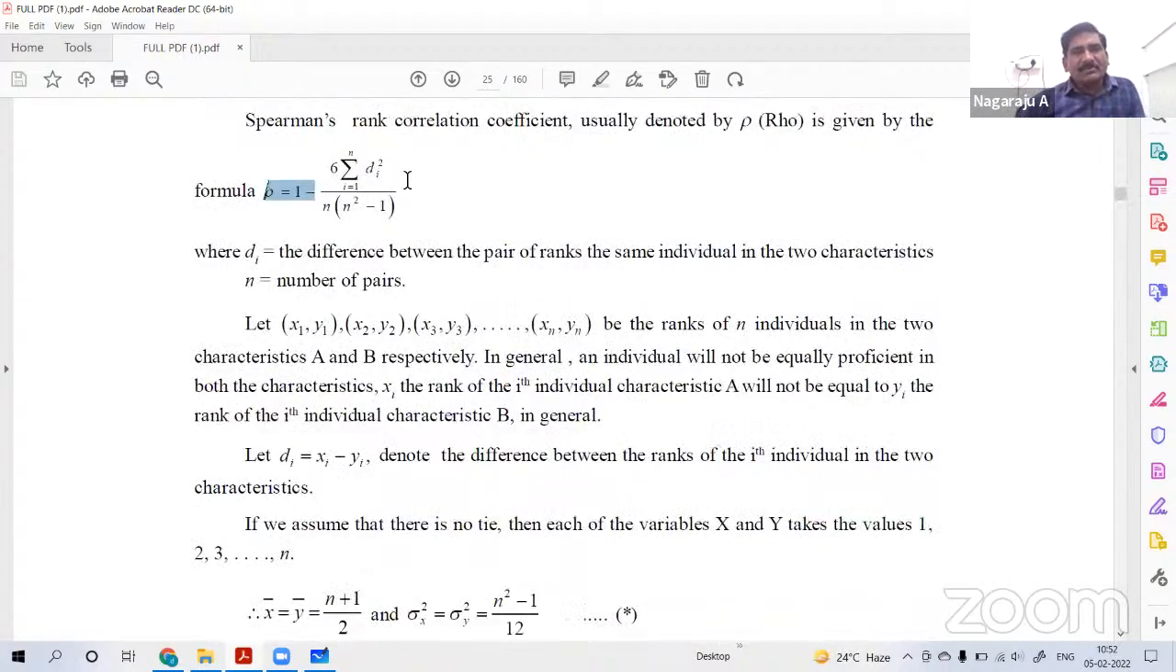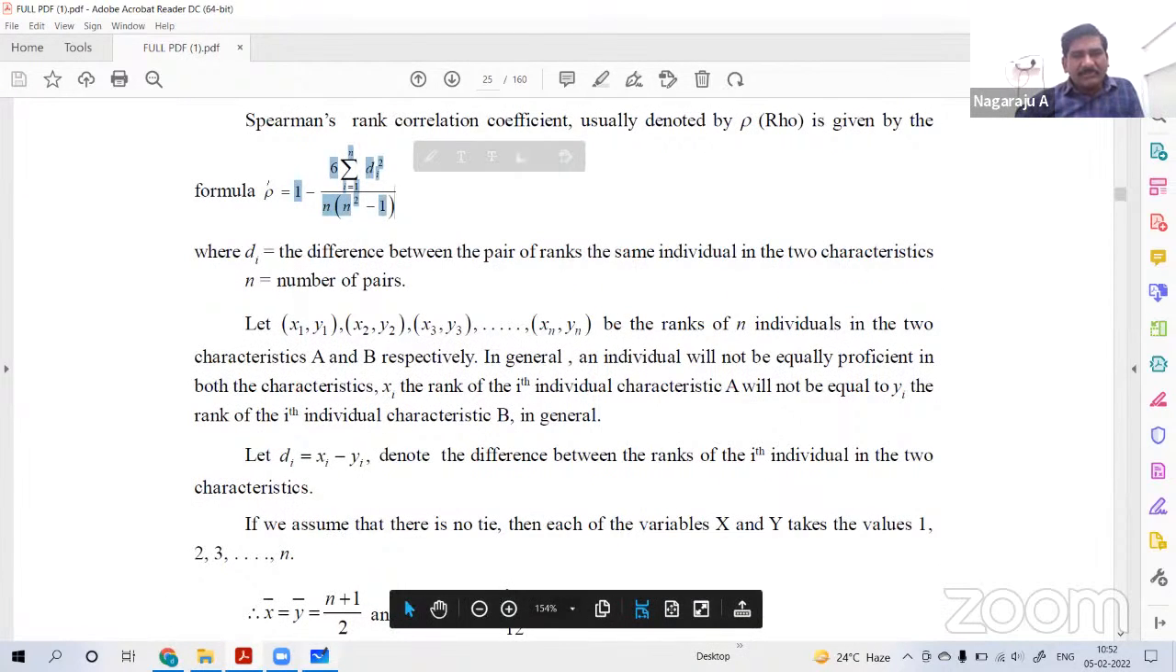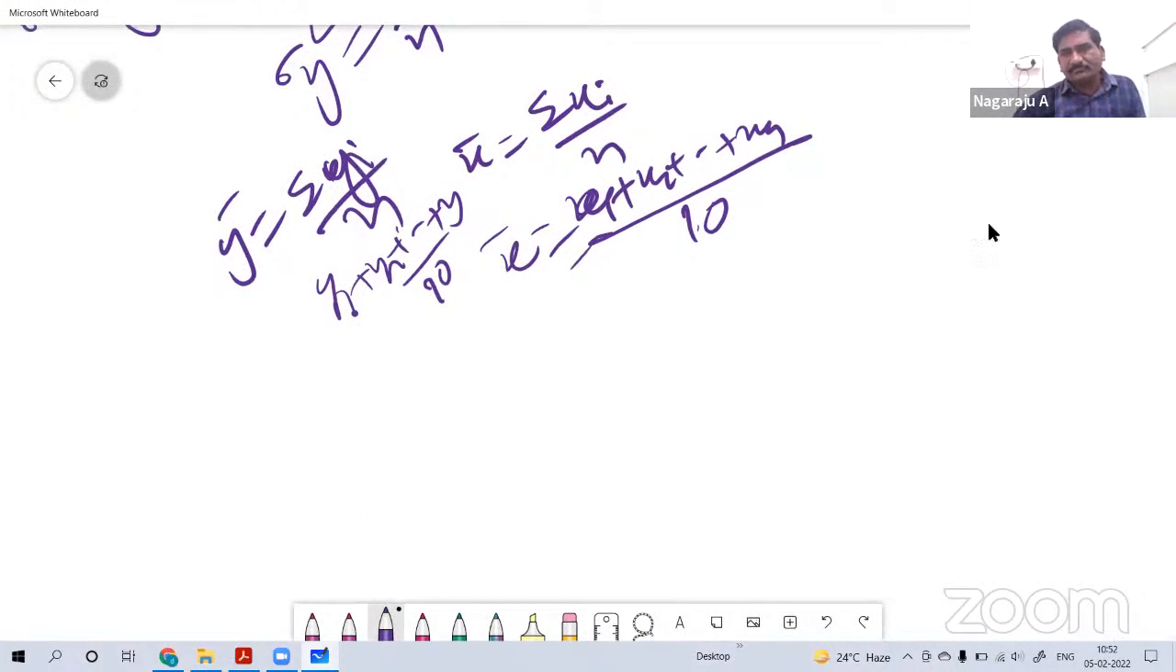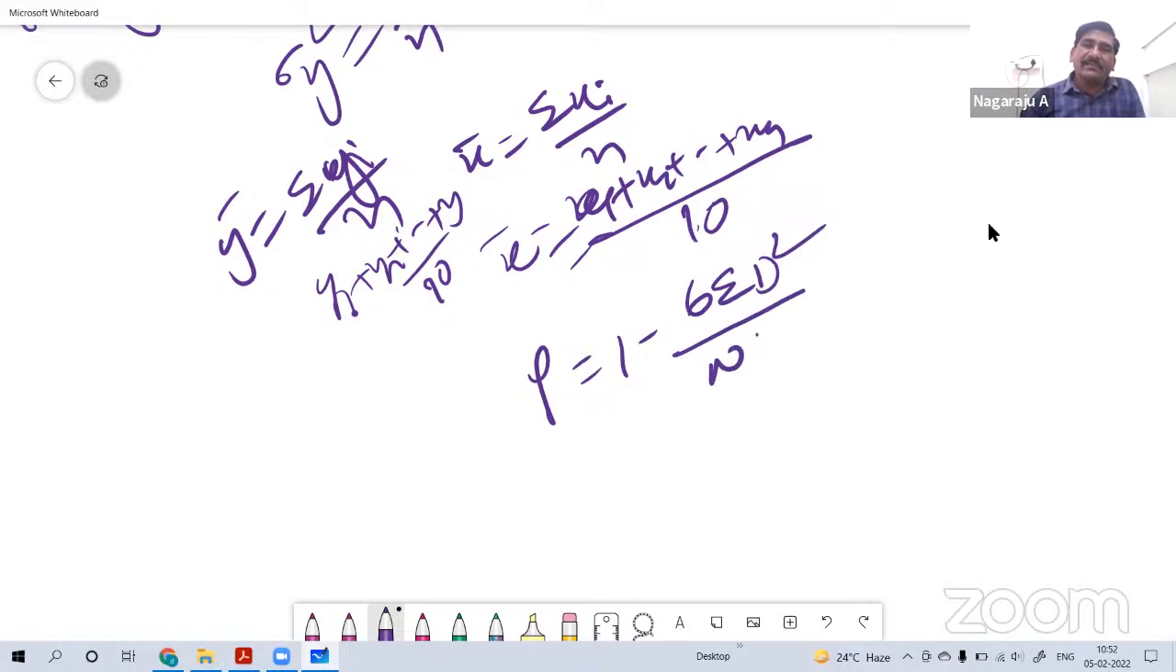Here sigma is denoted as rho. Rho means it is a correlation coefficient. This rank correlation is also a coefficient of correlation, so based on rho we can decide. The formula is 1 minus 6 sigma d square by n into n square minus 1. This is called one of the formulas.